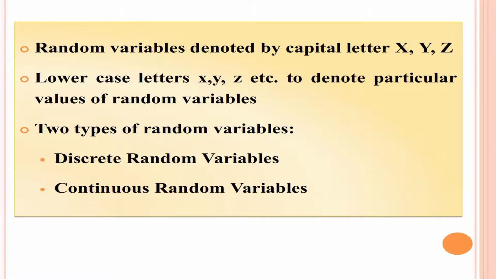We shall denote the random variables by capital letters of the English alphabet, namely capital X, capital Y and capital Z. We shall use lowercase letters like small x, small y and small z to denote particular values of a random variable. Some random variables are discrete and some are continuous. So, there are 2 types of random variables.